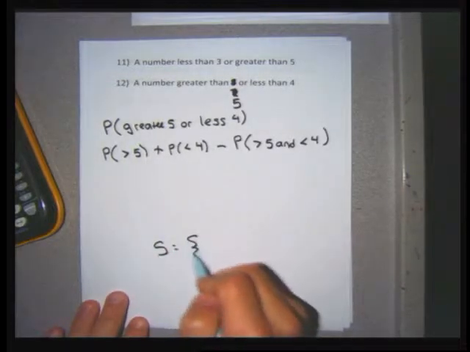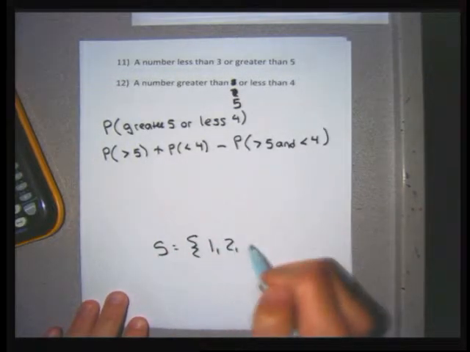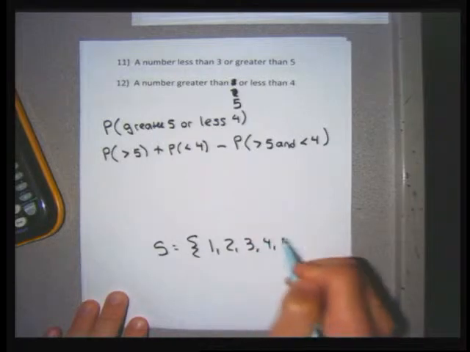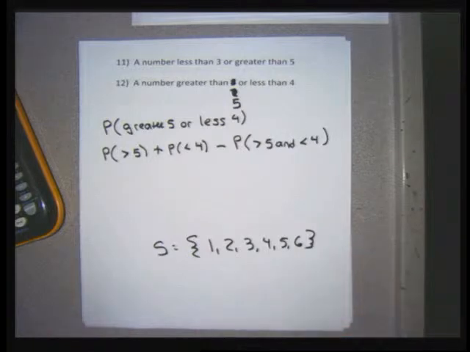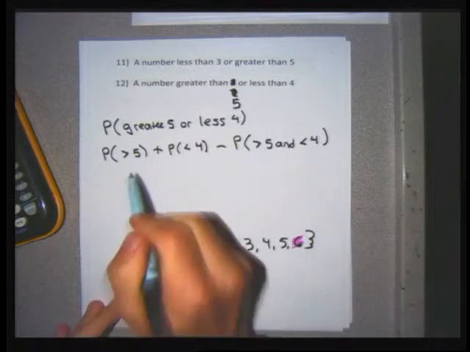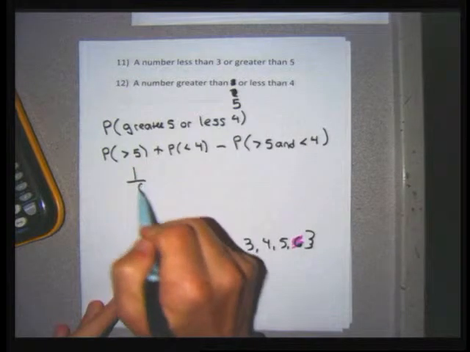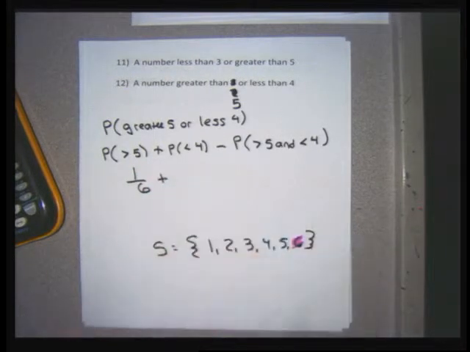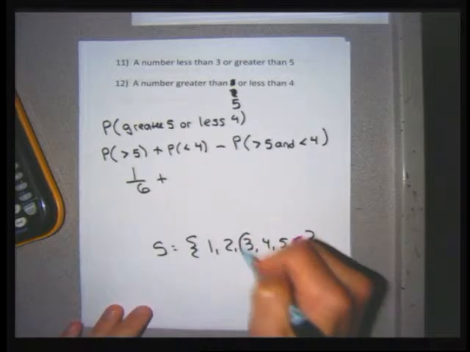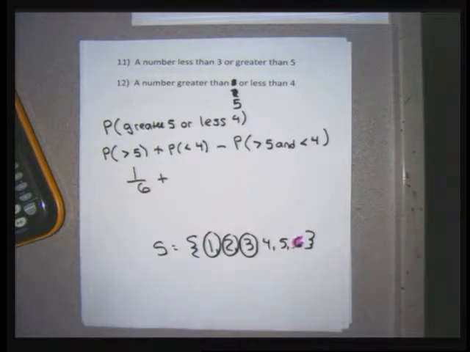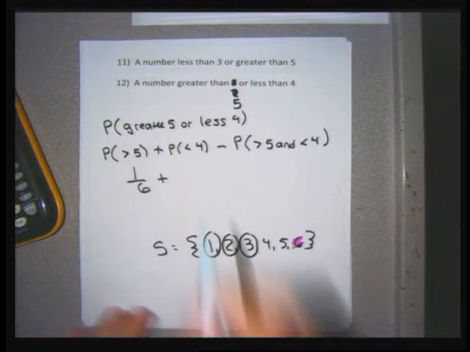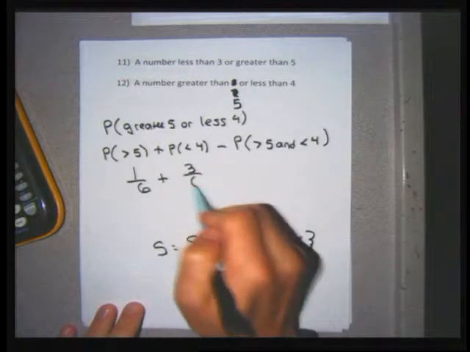The sample space of rolling a single die has the numbers 1 through 6 in it. For getting a number greater than 5, there's only one number greater than 5. So the probability of getting a number greater than 5 is going to be 1 in 6. For a number less than 4, the numbers that are less than 4, not including 4 because it doesn't say less than or equal to, are the numbers 1, 2, and 3. So the probability of getting a number less than 4 is going to be 3 in 6.